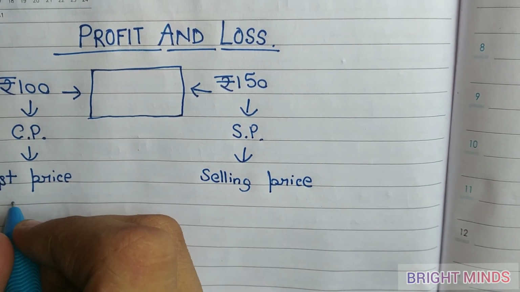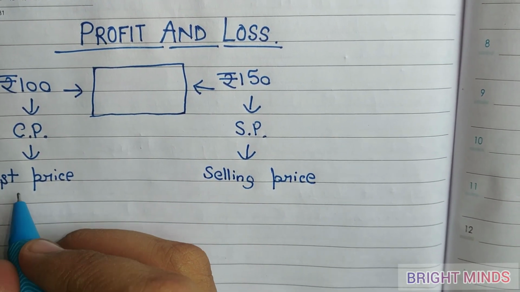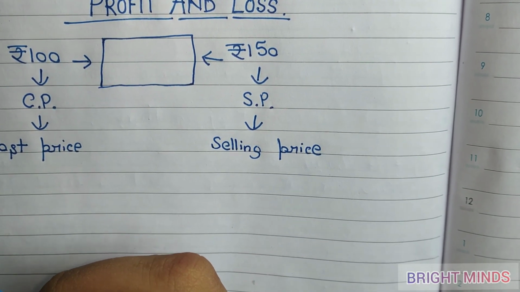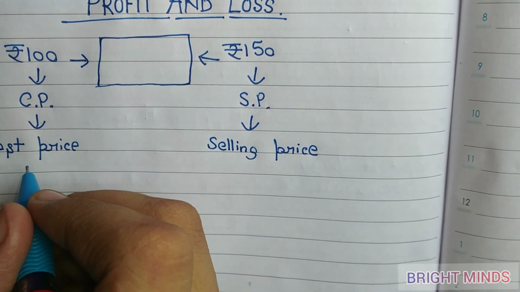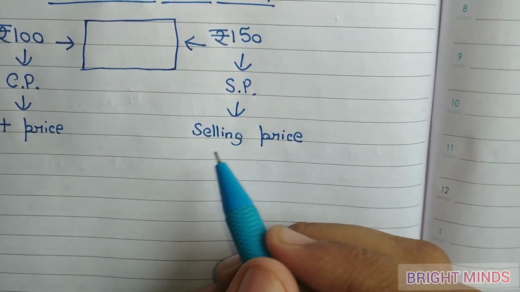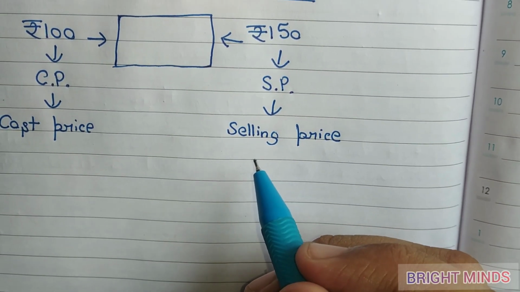Now, why is this your CP? Because you have bought it from a shopkeeper for ₹100. You have given ₹100 to buy this book. That's why this is your CP. And why is this your SP? Because you have sold it to your friend. That's why this is your SP.